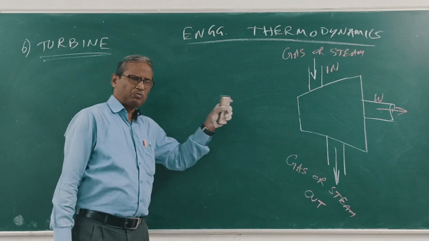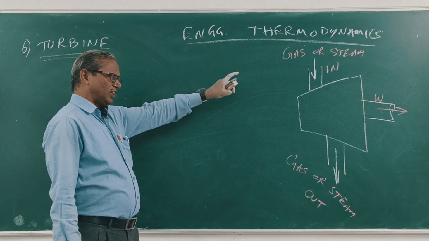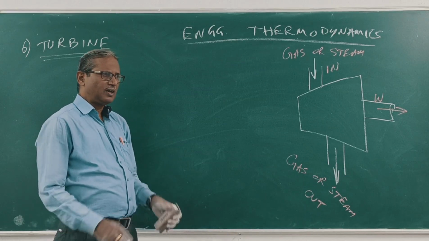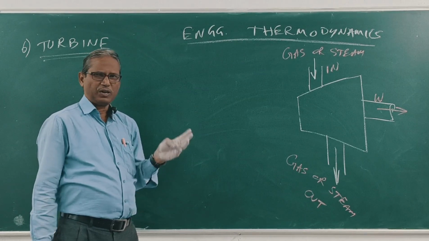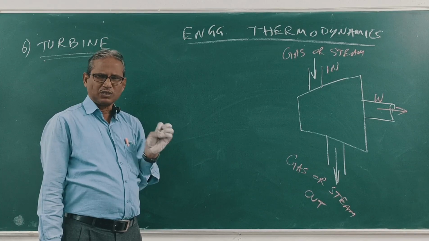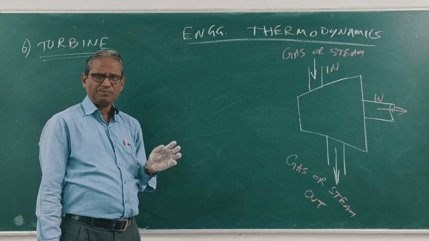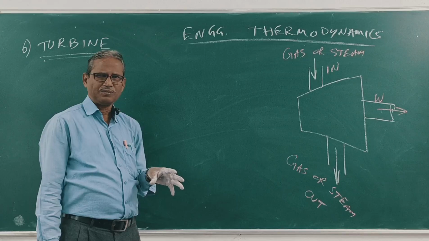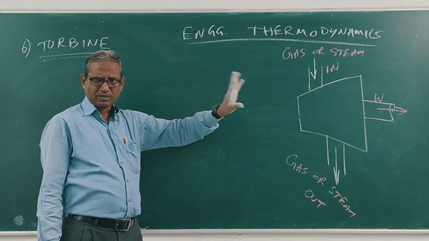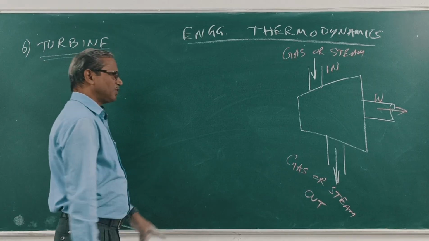Now, before doing problems, I will do what is a turbine and what is a rotary compressor. Next, I will do problems. Clear? I have already told you boiler, condenser, nozzle. Clear? Air compressor. Now I will do turbine, rotary compressor. Then I will do some problems. Clear? This is turbine.